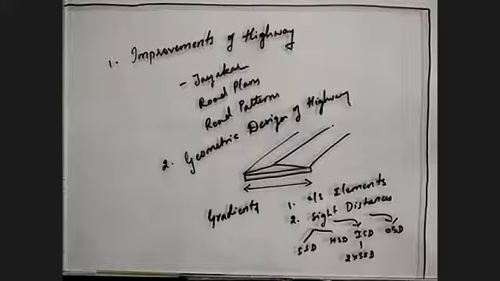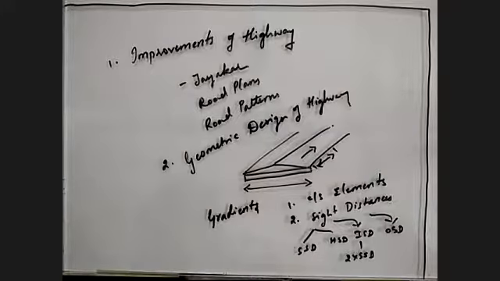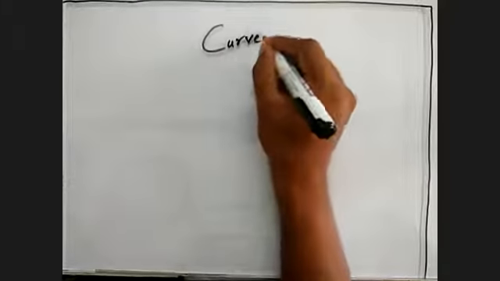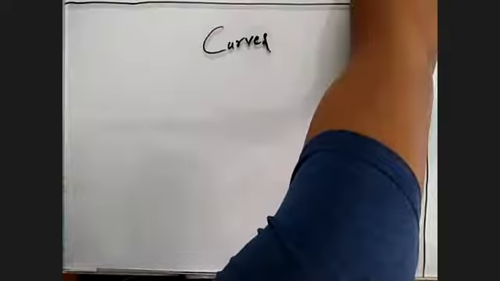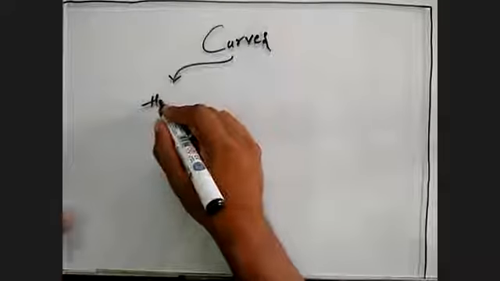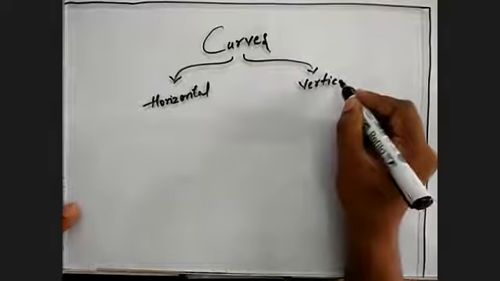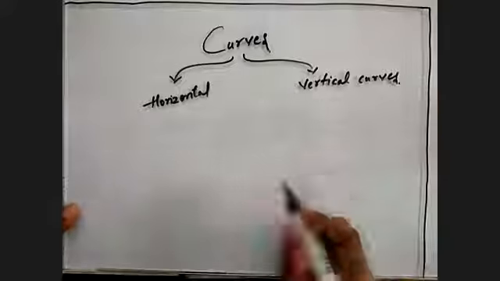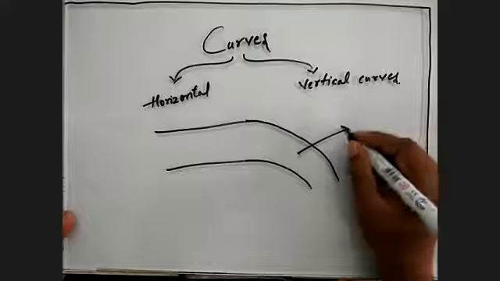Today we are going to discuss a new topic, not the sight distances, but curves. You might have seen the types of curves along a highway. Basically, in a highway we see two types of curves: number one is a horizontal curve and the second is a vertical curve. Horizontal curve is in the sense of a plan.